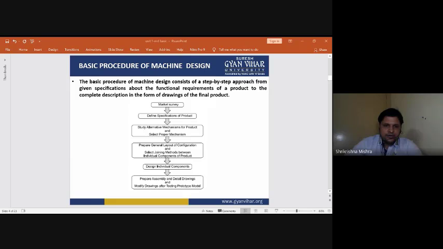Now, coming into step number three. Step number three is what? Step number three is study alternative mechanisms for product and select proper mechanism.